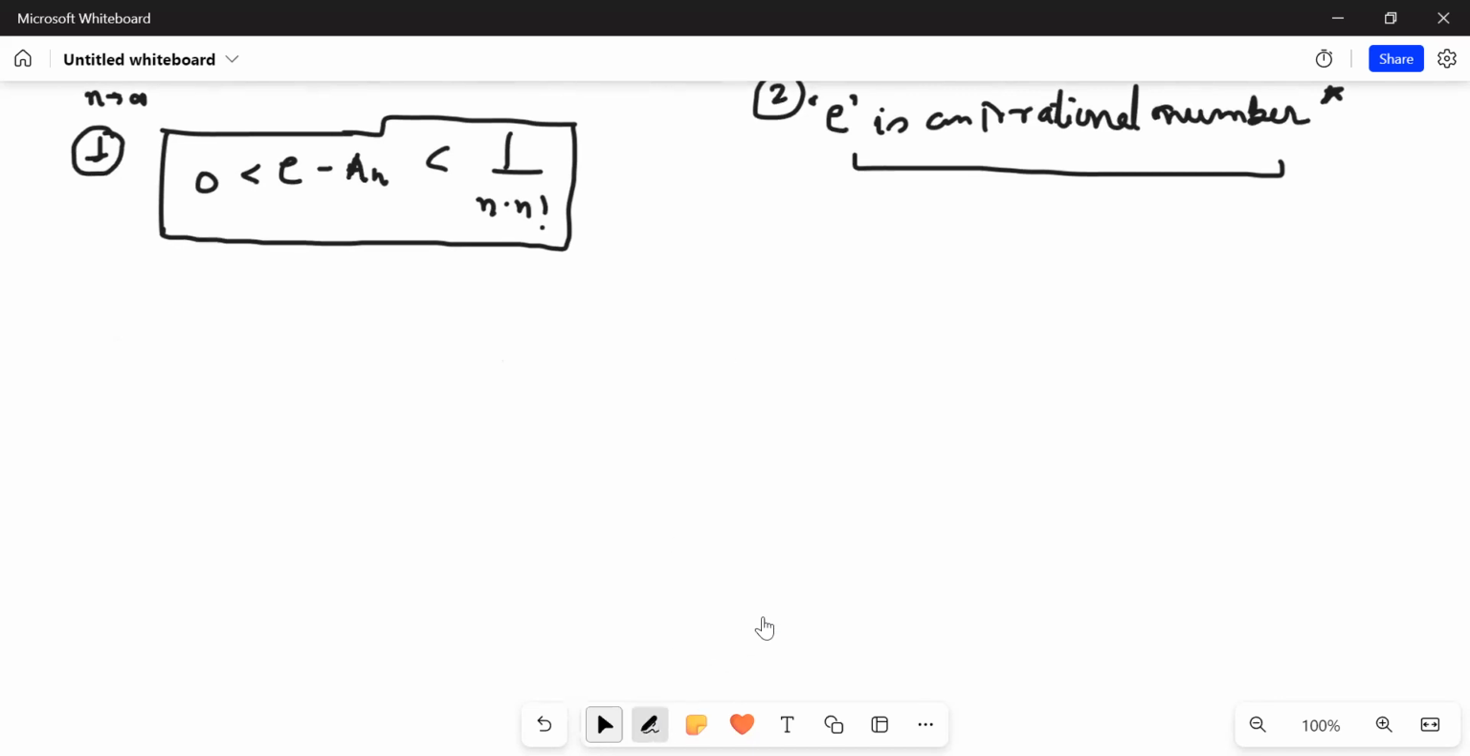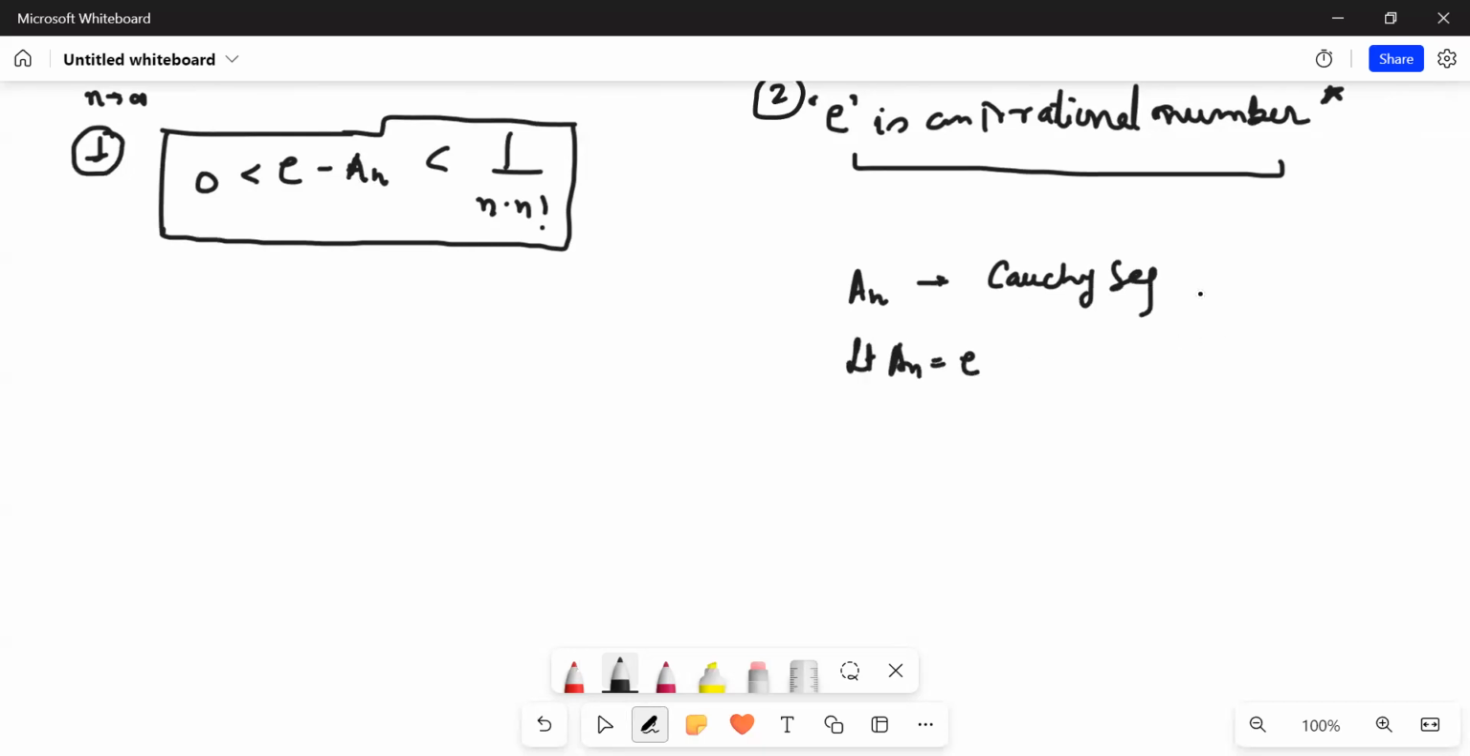We know that this sequence a_n is a Cauchy sequence. This is clearly a Cauchy sequence, because the limit of a_n exists and it equals e. A sequence which is convergent in R is a Cauchy sequence in R. Since it is Cauchy, let us try to evaluate a_{n+m} minus a_n for all m greater than 0.